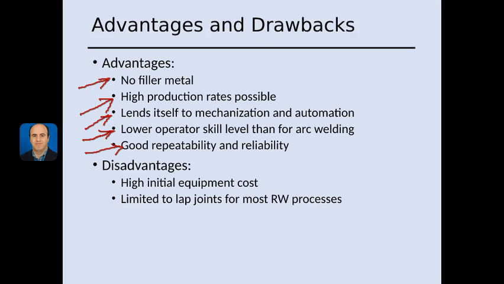And the disadvantage is that the machine is expensive. The gun that we use to make the spot weld is expensive, especially if you want to run it on a robot. And the next problem with that, it is mostly limited to lap joints. So this configuration is called lap.